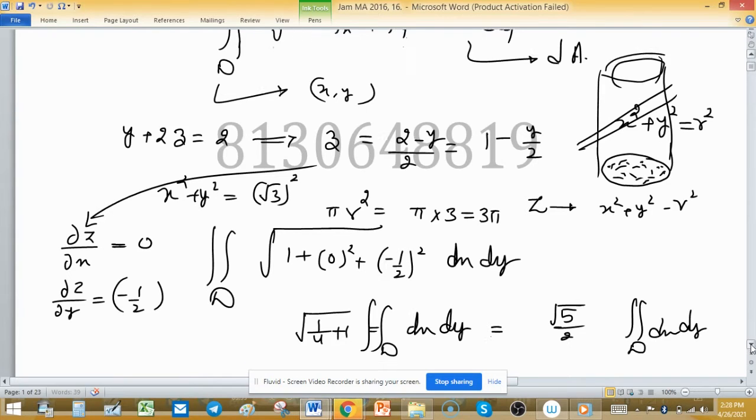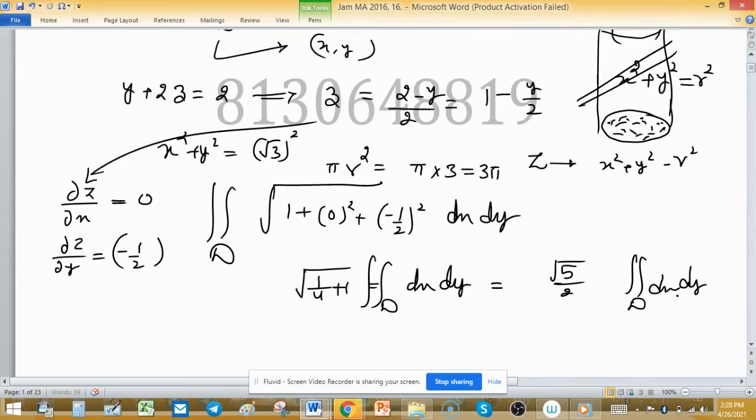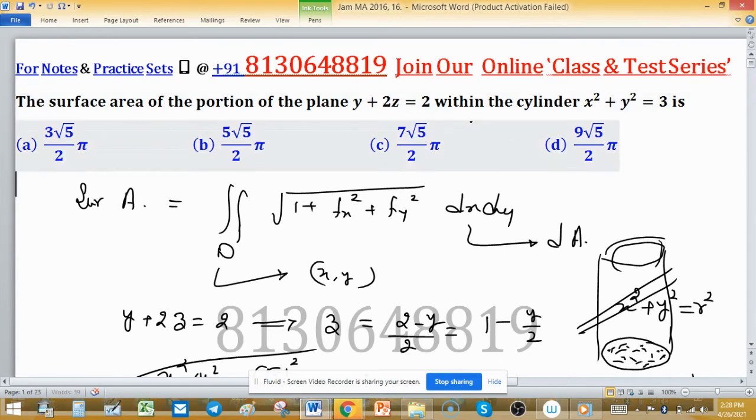Dx dy means the area of the region or disk, and we already calculated 3 pi. So root 5 upon 2 into 3 pi. So the value is 3 root 5 upon 2 pi. Now which option is giving this value? 3 root 5 upon 2 pi. So option A is correct.